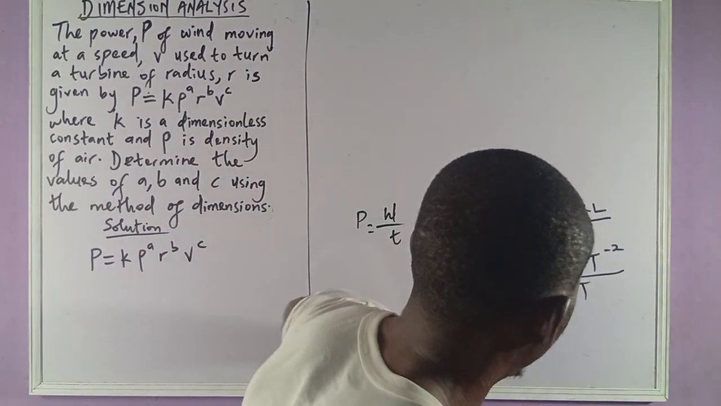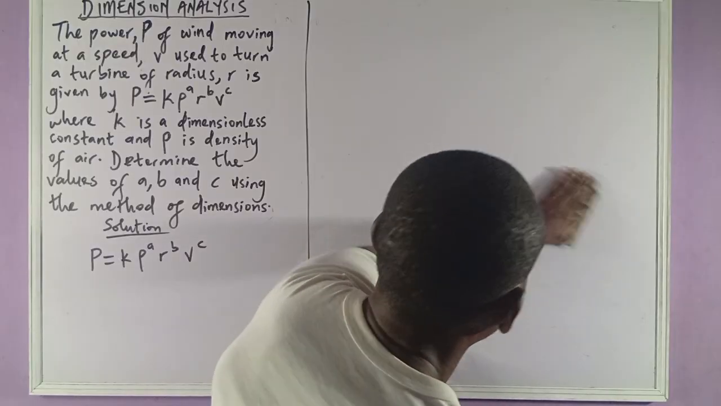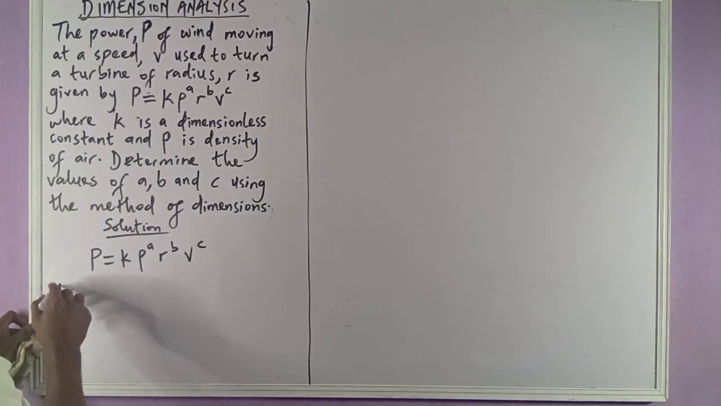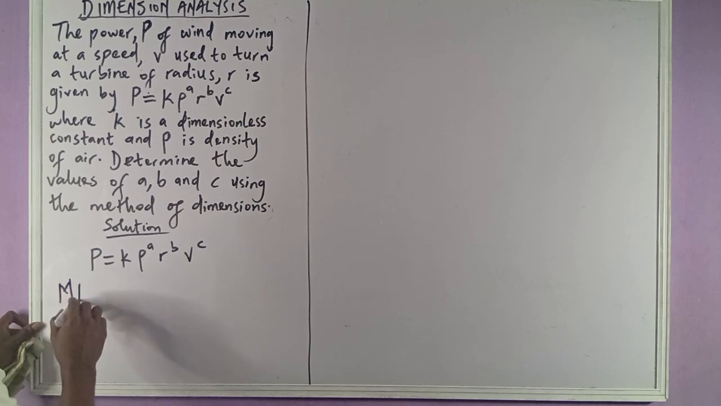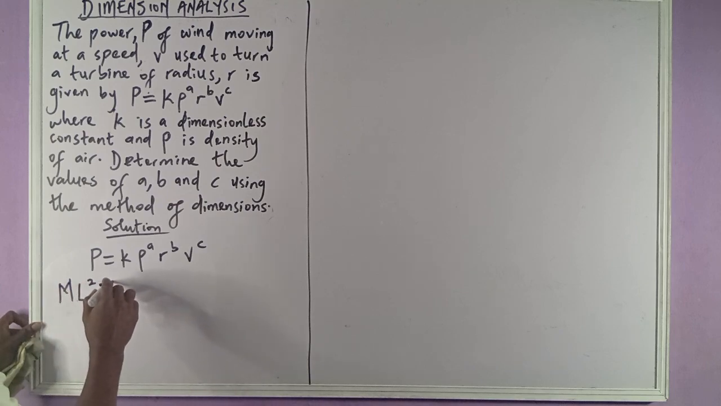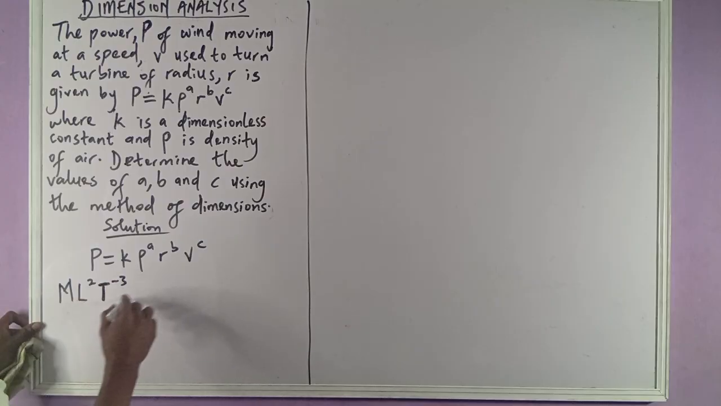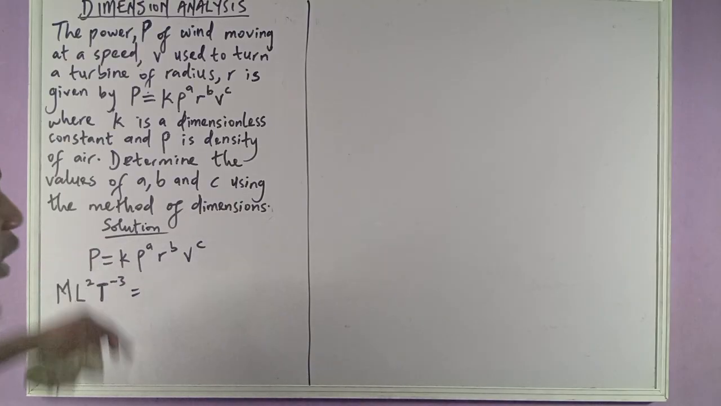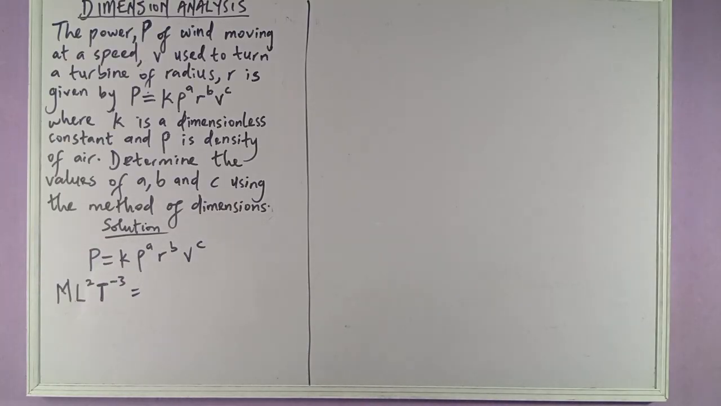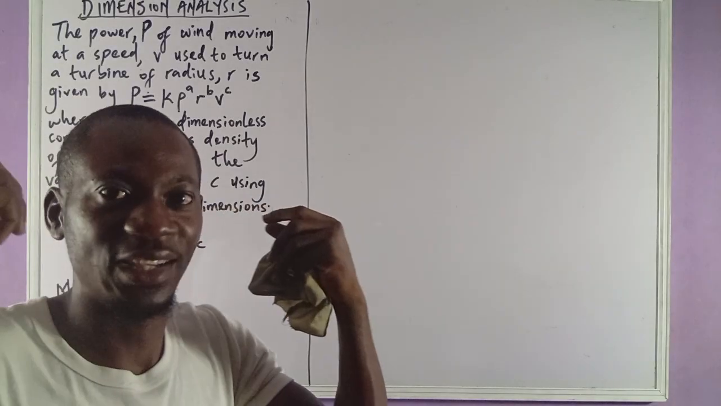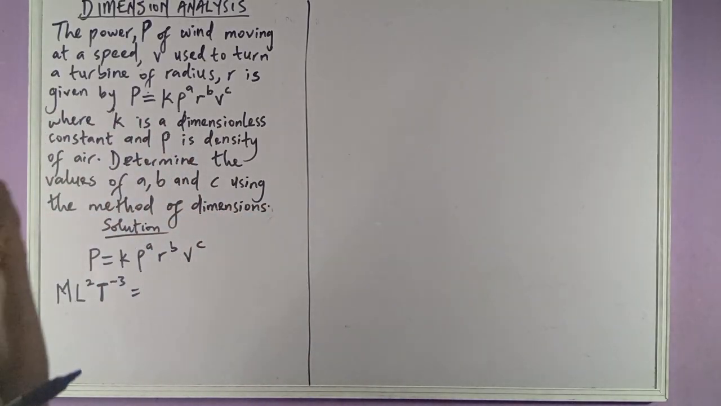So we have the dimension of power to be m L squared T raised to power minus 3, which is equals to, we have been told in the question that K has no dimension. So we can actually write the K there as K, or remove it while solving. So I prefer to remove it so that I won't have any problem while solving. But at the back of my mind, I know K is going to be in my formula when I'm done solving.